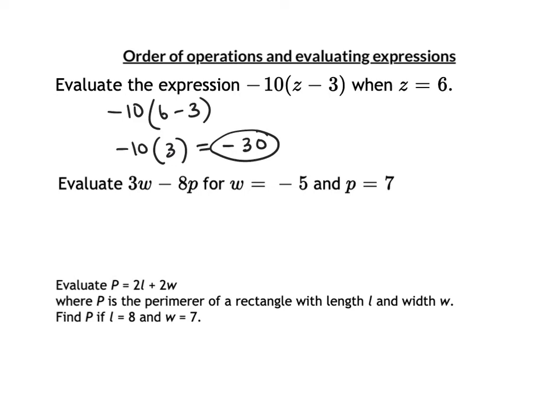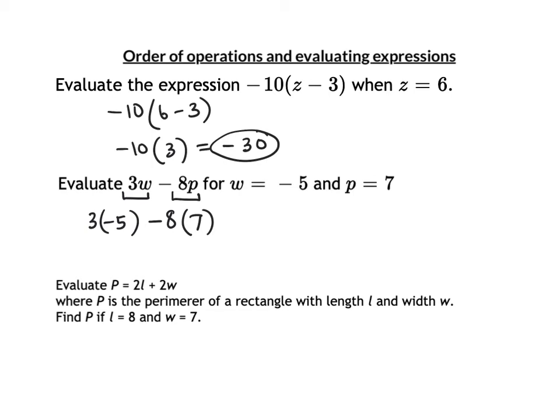Next one, 3w minus 8p. You have to understand that 3w is 3 times w, and that 8p is 8 times p. So this is 3 times w, which is -5, minus 8 times p, which is 7.